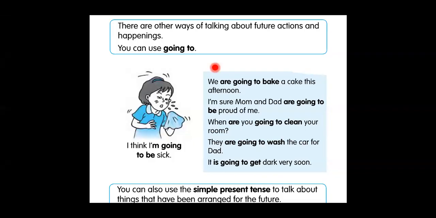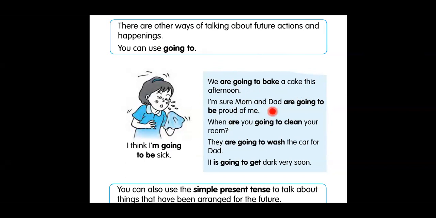Okay, there are other ways of talking about future actions and happenings. You can use going to. With the help of going to also we can talk about future actions. We are going to bake a cake this afternoon. Here the helping verb are is used, and going to bake. Going to plus the verb is used.